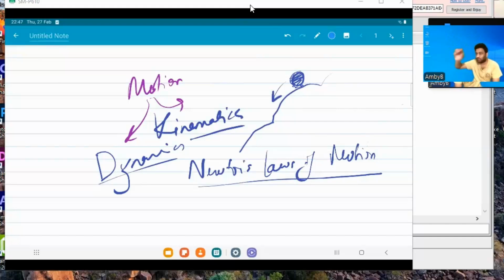Here you see that gravitational force is acting on it. A particle, an object, a ball is resting on the surface. When we are kicking the ball, what happens? We're applying a force to it, so it moves, it accelerates. So what is causing the motion? The force is causing the motion.